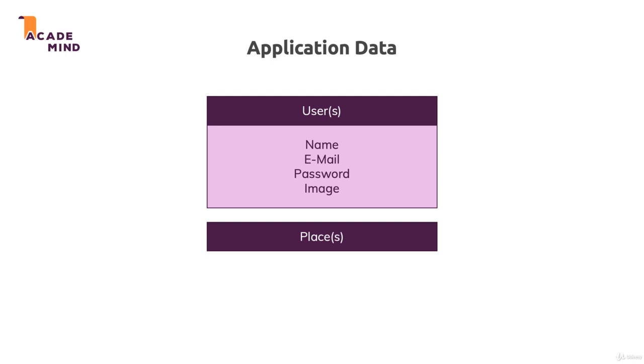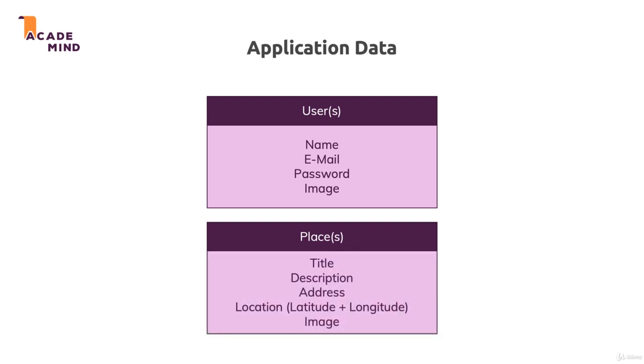Now, for the places, it's also up to you, but there I want to have a title and a description for every place, a human readable address, so basically street name, city name, a location, which is a pair of coordinates, latitude and longitude, and also an image.